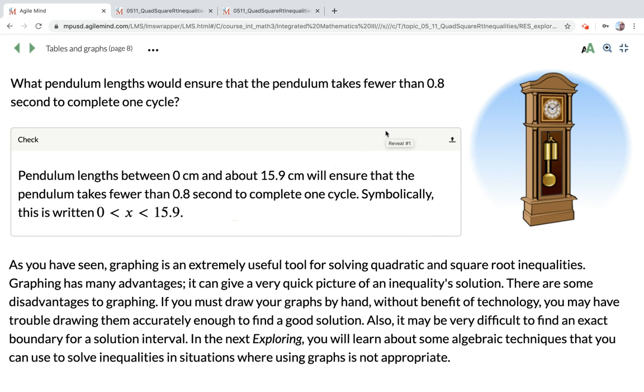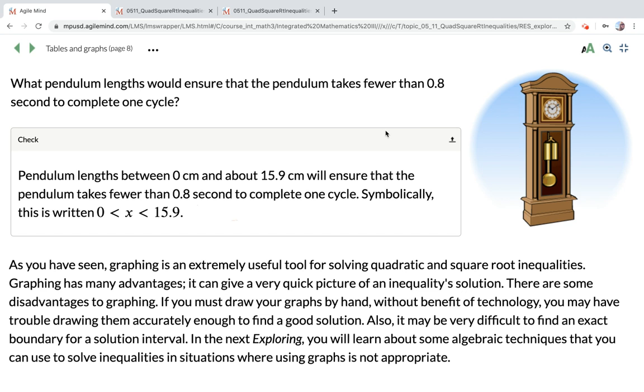So graphing is a really useful tool, and it's really great that we can use these graphs to help us solve quadratic, and actually we also just solved a square root inequality. And while graphing is really awesome and it has a lot of advantages and it gives a really quick picture of the solution, there are some problems. For example, we've been using Desmos and I've been using my computer graphics and my animations here to show you how this works. However, if you're graphing it by hand, suddenly it's a whole new ballgame, right?